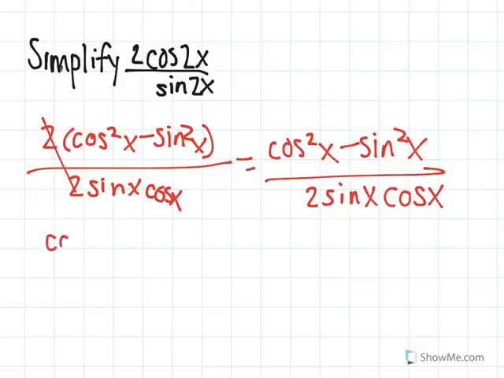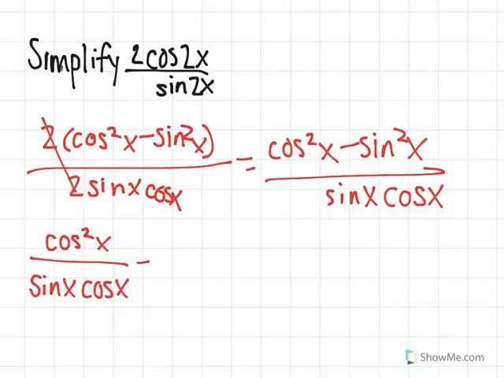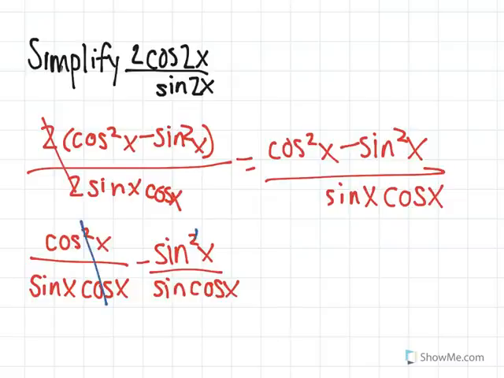We can pull those apart, so we'd have cosine squared x over, there's no 2 there. So we'd have cosine squared x over sine x cosine x minus sine squared x over sine x cosine x. Here we're going to end up losing a power of cosine, and here we'll lose a power of sine. And in the end, this would simplify to cotangent of x minus tangent of x.